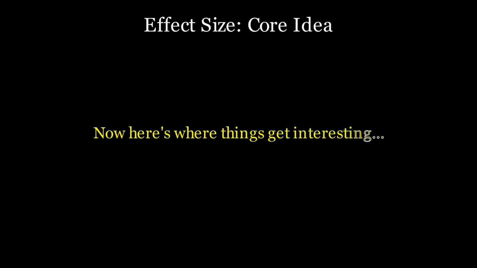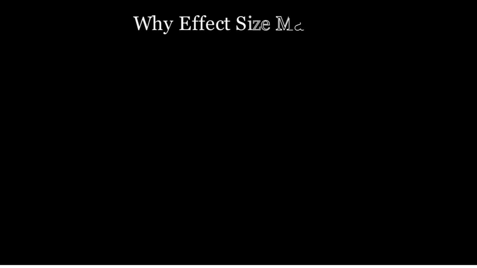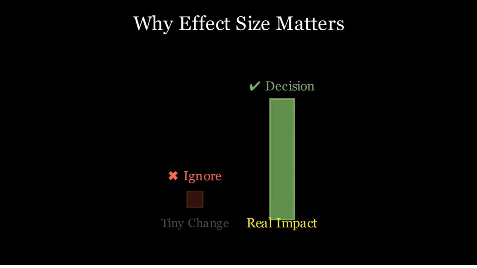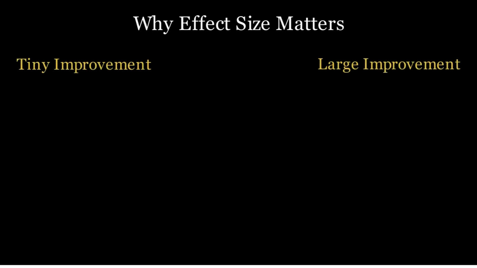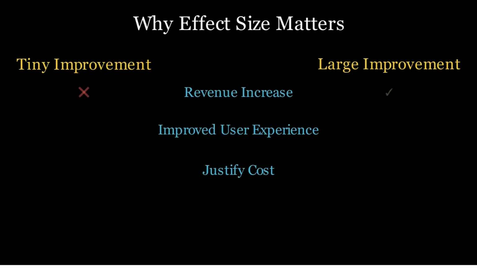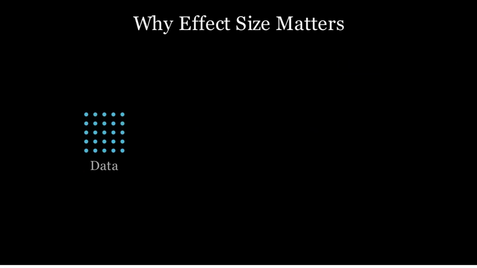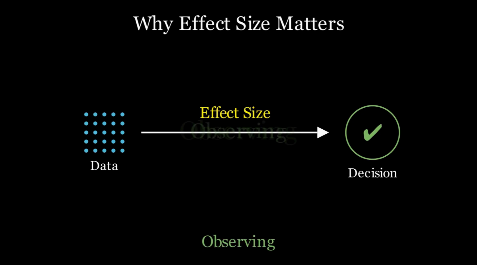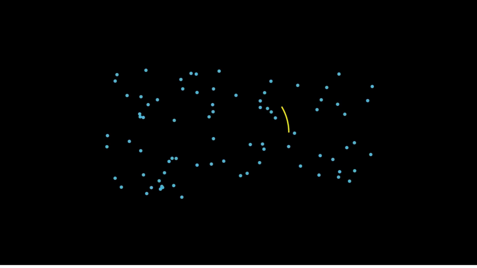Now, here's where things get interesting. You might be thinking, why does this even matter? Why not just check if something changed? Because in the real world, we don't make decisions based on change. We make decisions based on impact. A tiny improvement might look good in a report, but it will not increase revenue. It will not improve user experience, and it will not justify the cost of implementation. Effect size is what connects data to real world decisions. Without it, you are not really analyzing data. You are just observing it. And once you understand this, you start seeing data very differently.